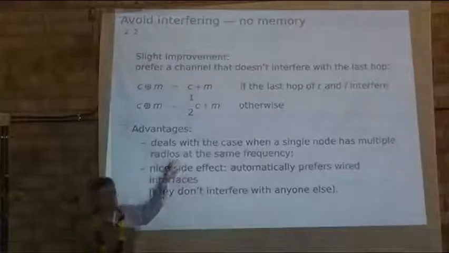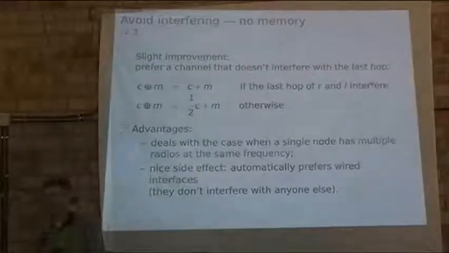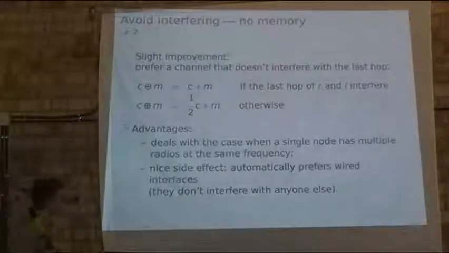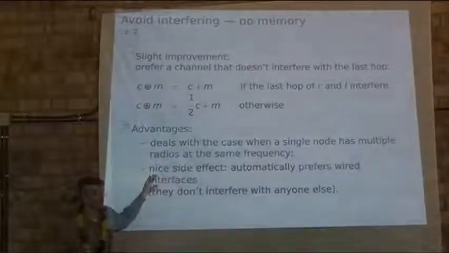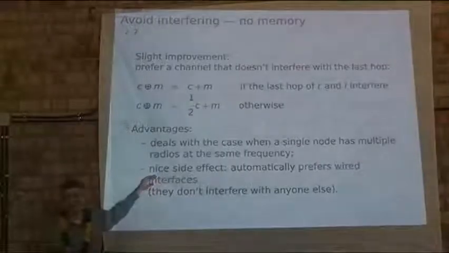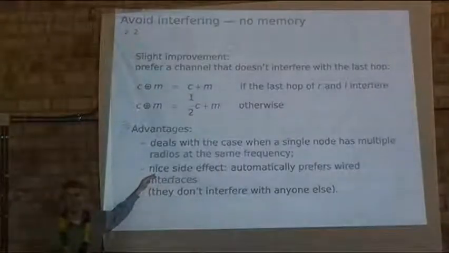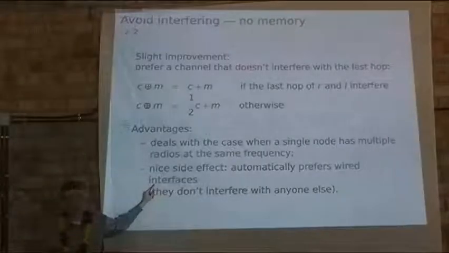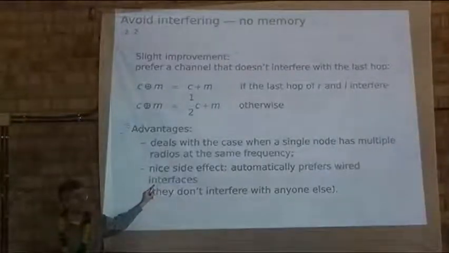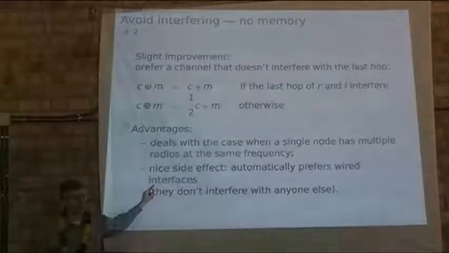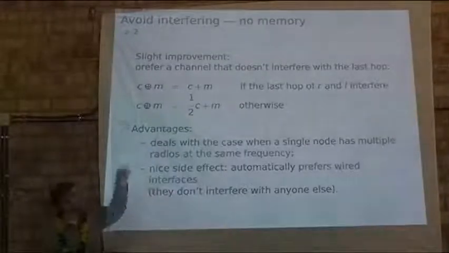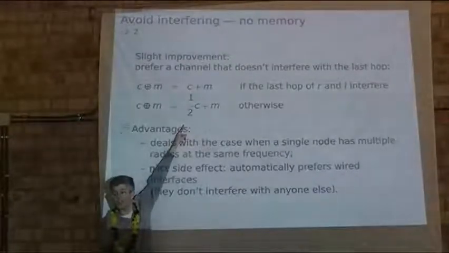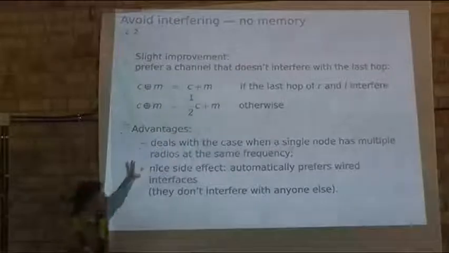Okay? Now that gives you a slight improvement, because it deals with the case in which you have put multiple radios at the same frequency in a node, which is okay, but not really interesting. But there is a very, very nice side effect, is that suddenly you no longer need to hardwire into the routing algorithm a preference for wired interfaces, because wired interfaces interfere with nobody except themselves. And so in general, the algorithm is going to automatically prefer the wired interfaces as much as possible. And that I think is a very nice property.